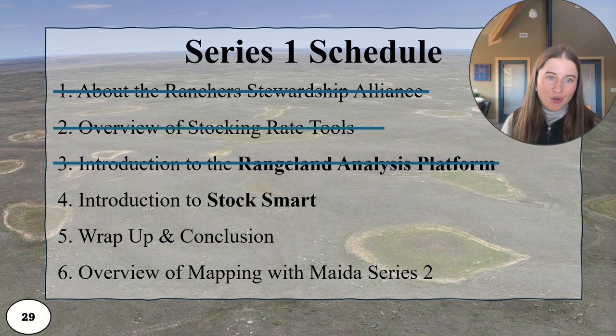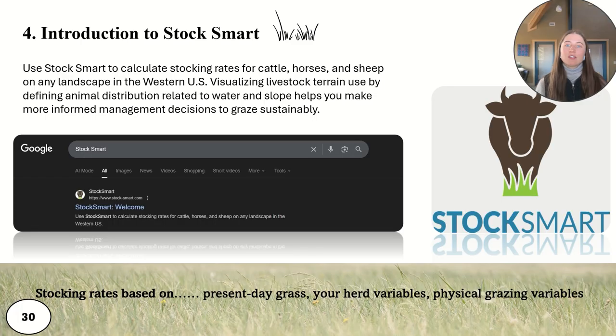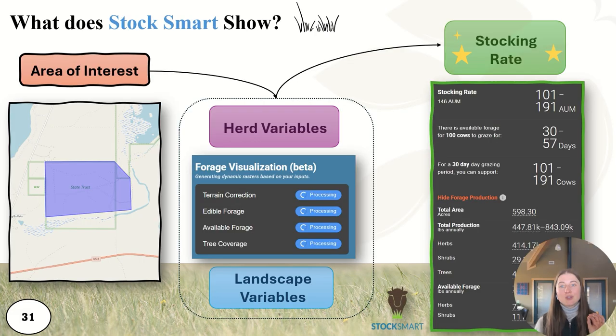All right, we've gone over the Rangeland Analysis Platform, which was our first stocking rate tool, and now we're going to jump into StockSmart. So StockSmart was developed by Washington State University and the University of Arizona. StockSmart calculates your stocking rates based on present-day grass, your herd variables, and physical grazing variables. So similar to the Rangeland Analysis Platform, StockSmart has you define your area of interest within the mapping interface, set your herd and landscape variables, and then it spits out a stocking rate.